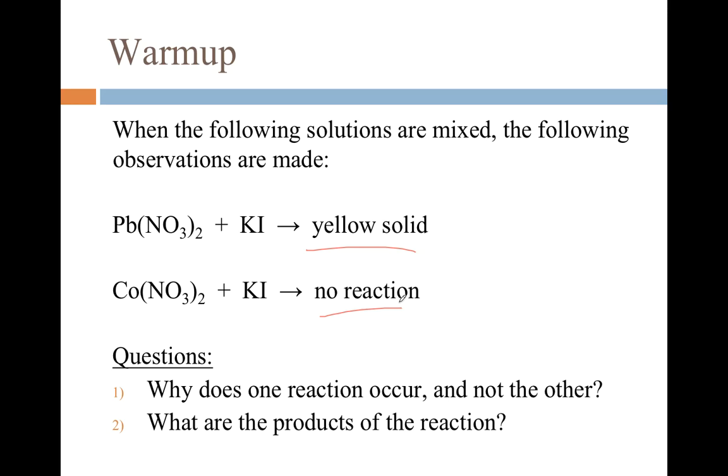So the question is, why does one reaction occur and not the other? Why do we see this yellow precipitate? Remember, a solid that forms is called a precipitate. Why do we see this yellow precipitate form? Why does a reaction occur in this scenario and not in this scenario? And what are the products of the reaction? After this screencast, you will be able to answer those questions.